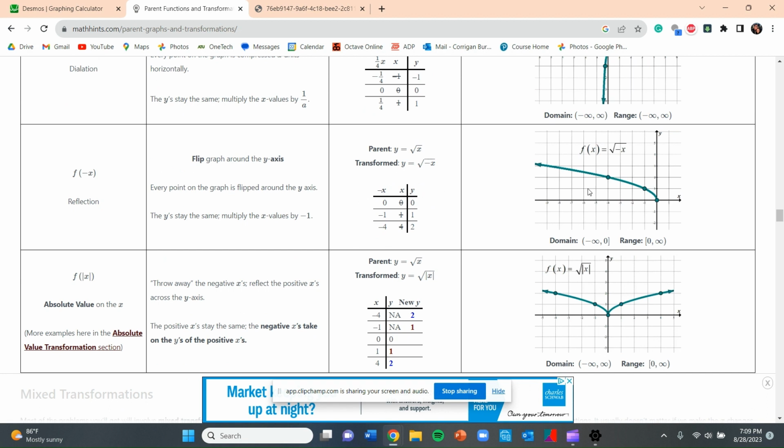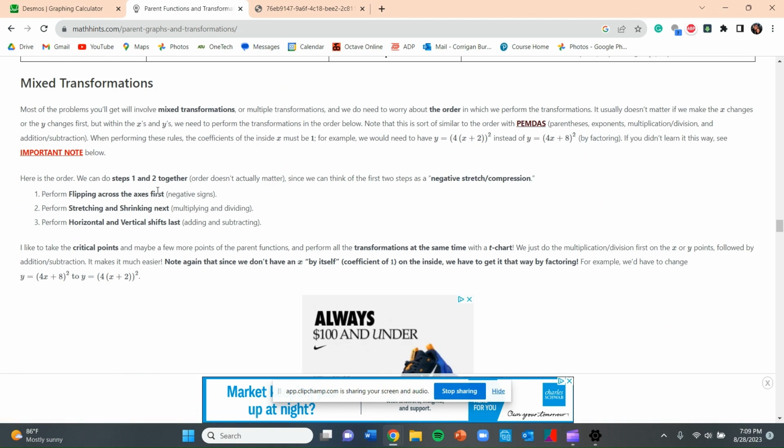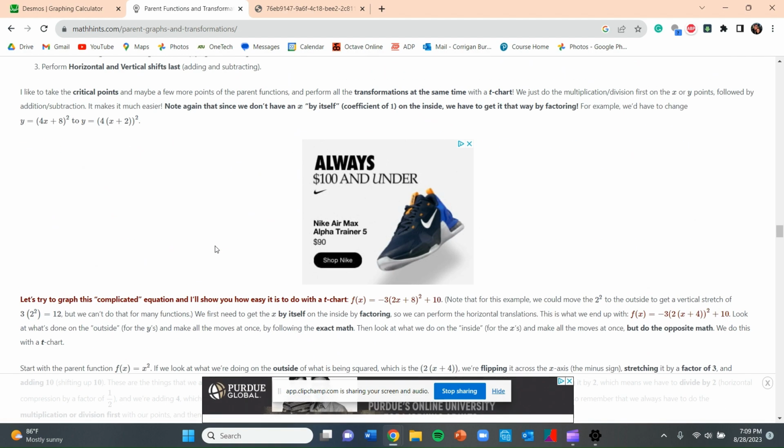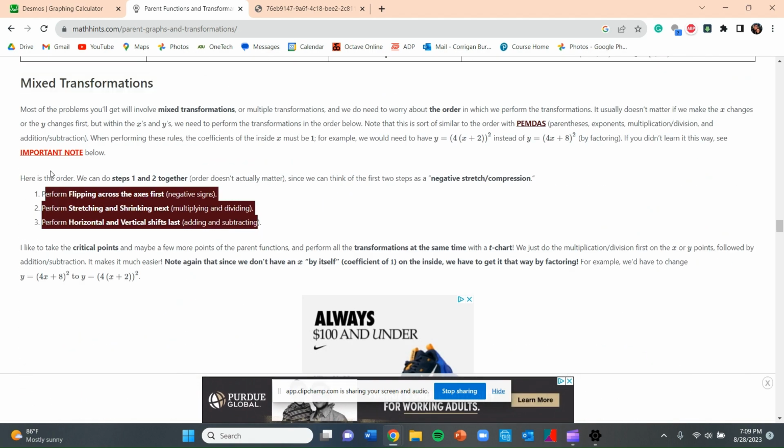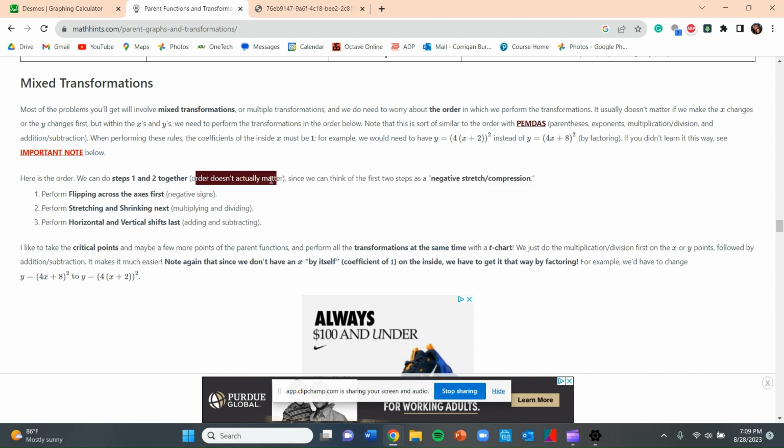Then we have reflection, which is just moving it across or over the y-axis. Then we have the absolute value. And there's a section called mixed transformations here. I guess this will be easy looking at this. So this kind of gives you an order, and it actually says here somewhere, the order doesn't actually matter, but in your instructions on your sheet, it says the order does matter. So we're going to try to keep this order. We're going to look at flipping, and then stretching, then horizontal shifts.